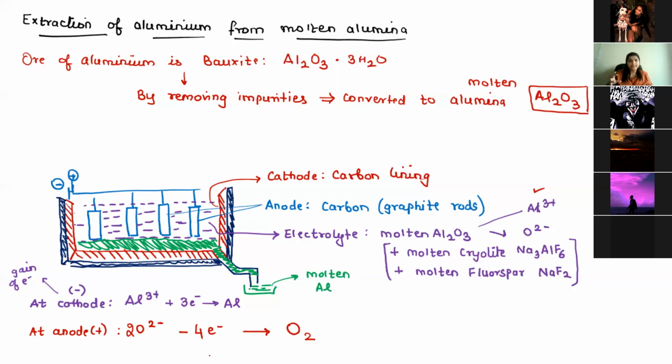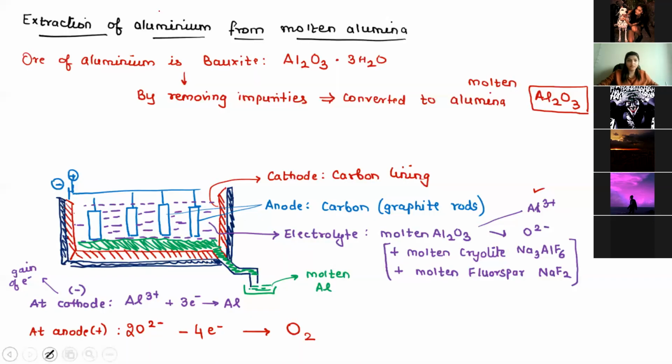So now let us understand why this addition to the electrolyte is required, that is, why molten cryolite and fluorspar are added, because that can be one of the questions which they can ask. So now the questions.